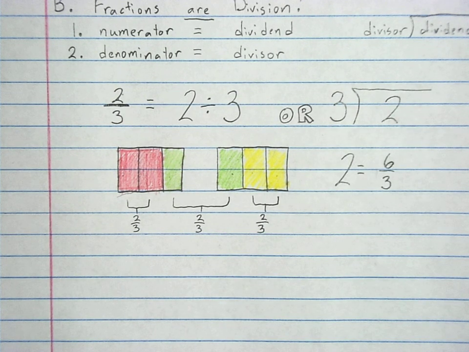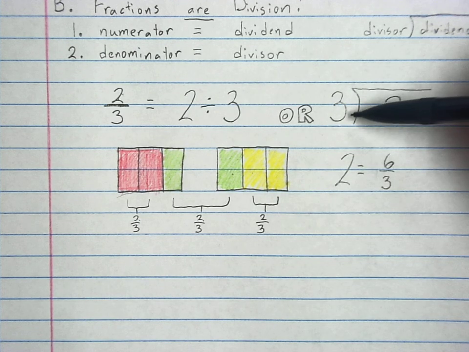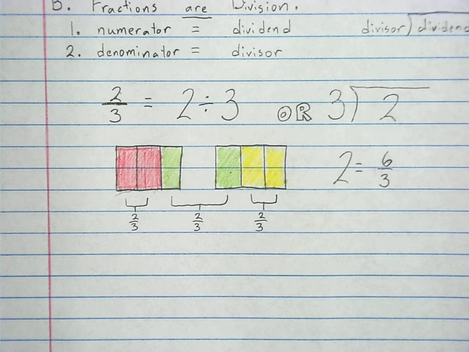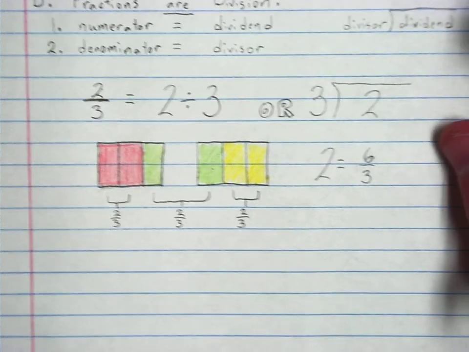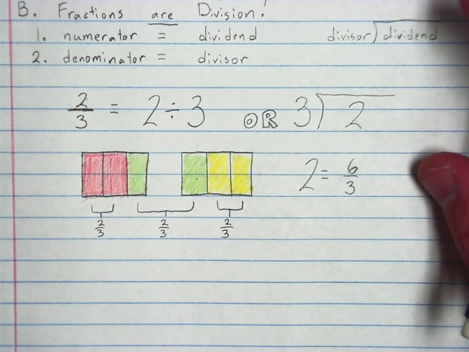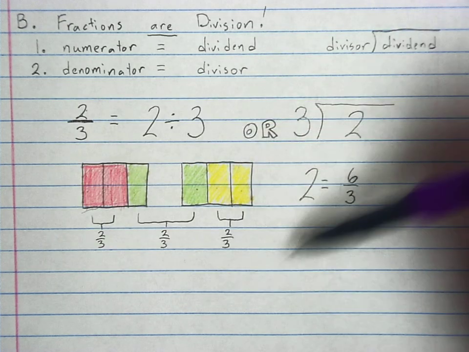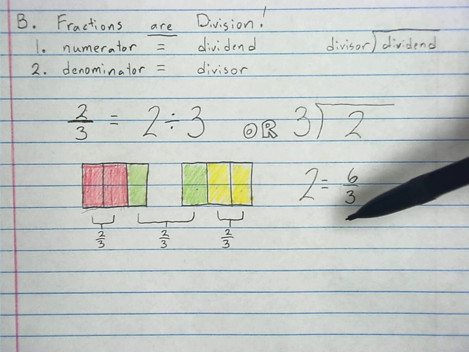If I have 2 candy bars and I want to share with 3 people, each person is going to get 2 thirds of the candy bar. Fractions and division are very closely related. Now, some of you may be looking at this going, what? This is something that can take a little time to wrap your head around.